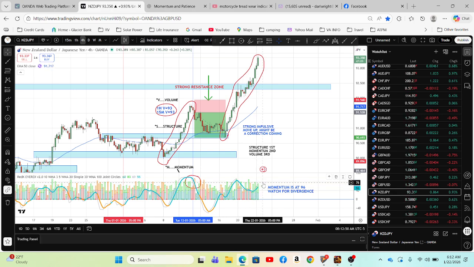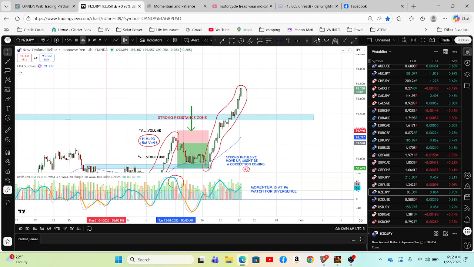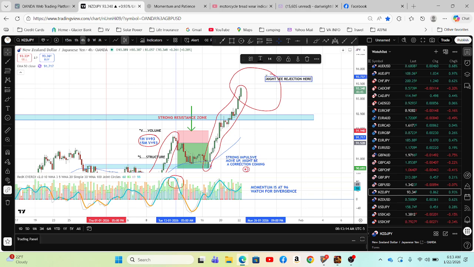If this comes up and starts rolling over, we might see rejection here pretty soon. In fact, I'm just going to make a play note here. I'm going to say, maybe get my fingers warmed up here. Might see rejection here. How's that?